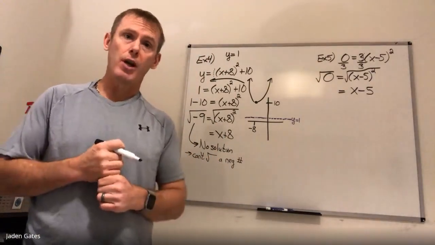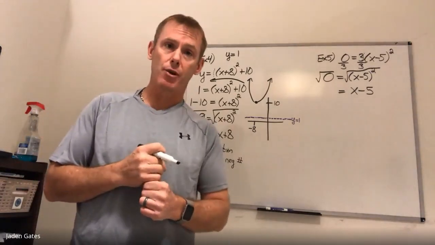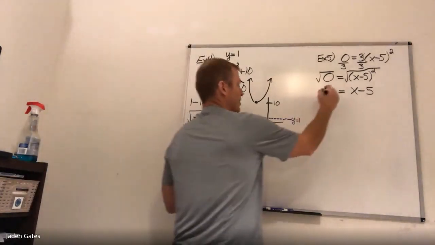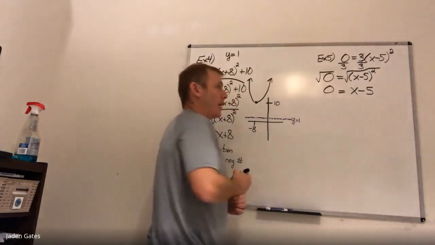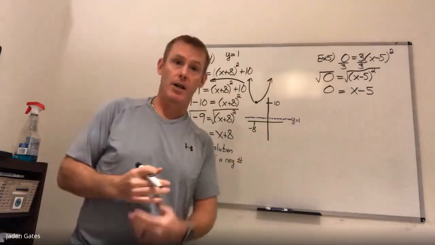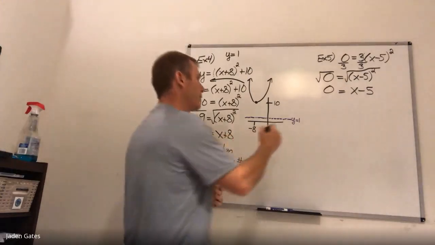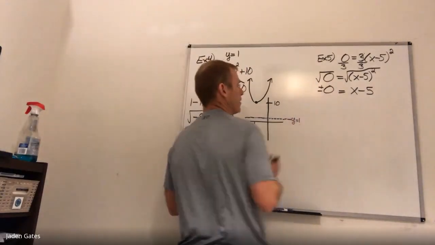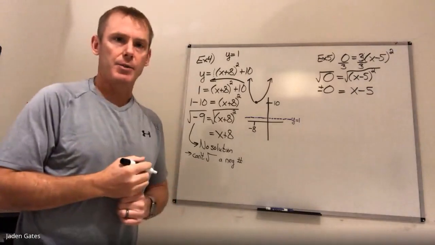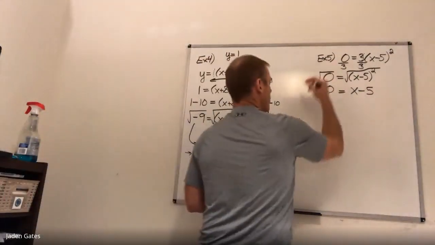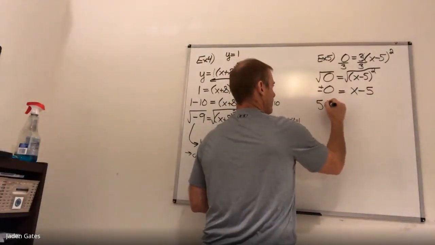Square root of 0, what number times itself will give you 0? Itself, 0. I could put plus or minus there, but it doesn't mean anything. I take away nothing, I give you nothing, it doesn't matter, it's still 0. And now again, to get x by itself, I'm going to bring the negative 5 over to the other side, so it's a positive 5.